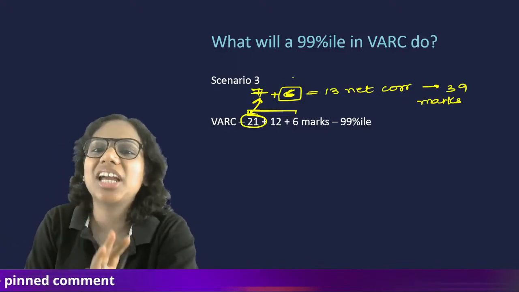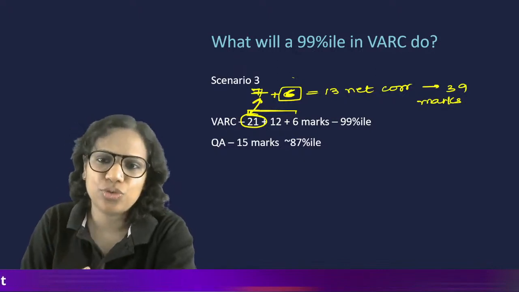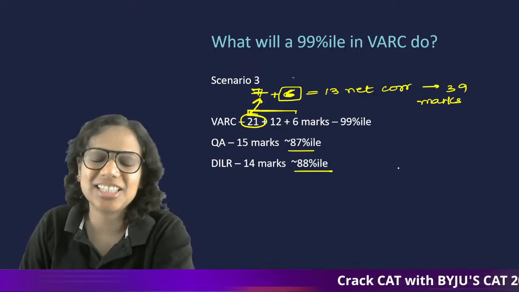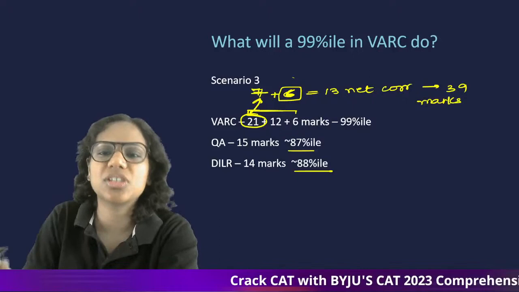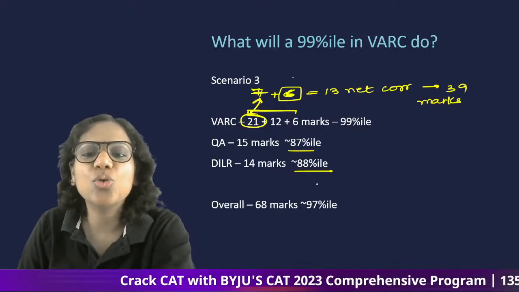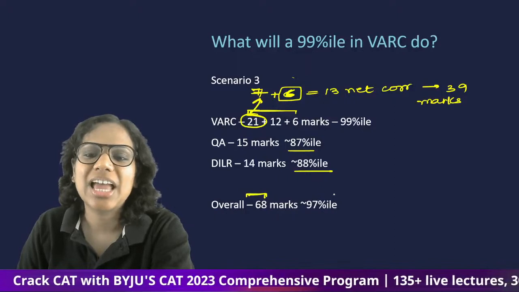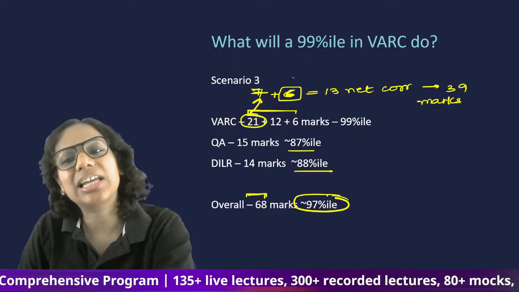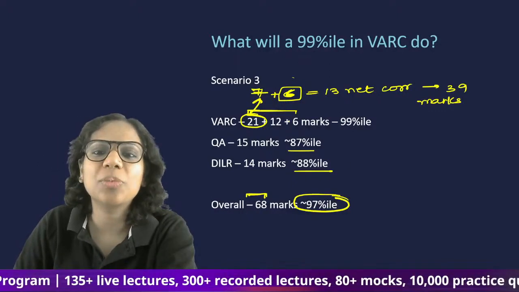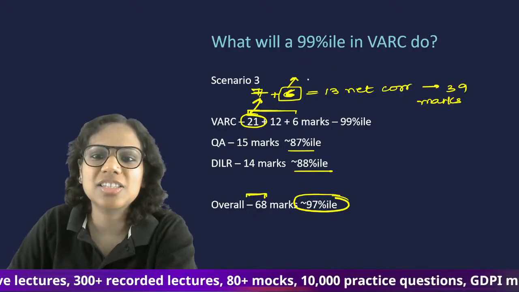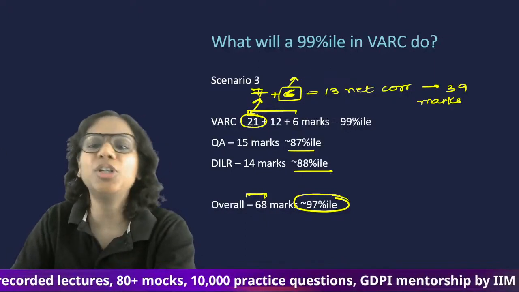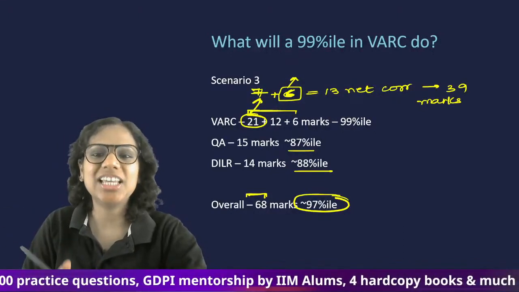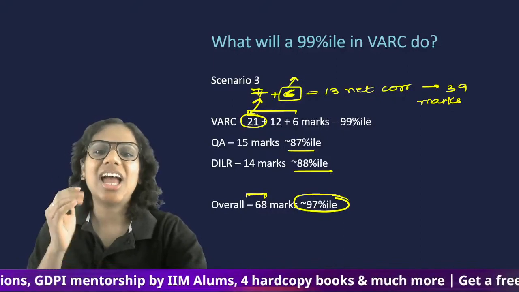So now you are getting a 99 percentile in VARC, even if your scores are the same for QA and DILR. Let's say there's no improvement, which does not happen. I'm just taking a scenario here. The overall that you'll get is 68 marks, and look at your overall percentile. You started with a 90, you've reached a 97 in a matter of how many months? This is 1.5 months. Okay, for some maybe 2 months. So this is how you can increase your percentile even if you are an ace at one section.